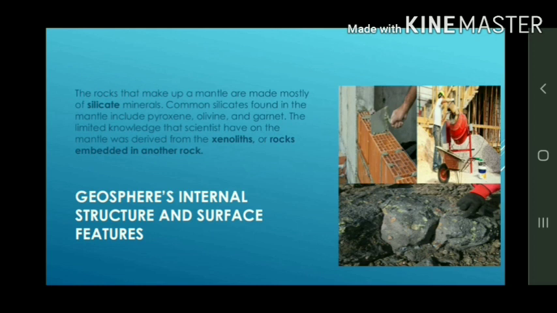The rocks that make up the mantle are made mostly of silicate minerals. Common silicates found in the mantle include pyroxene, olivine, and garnet. The limited knowledge that scientists have of the mantle was derived from xenoliths, or rocks embedded in another rock.